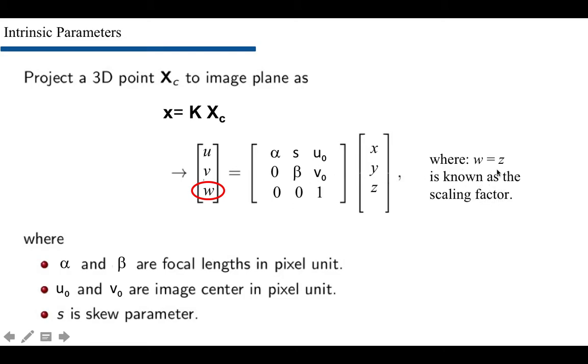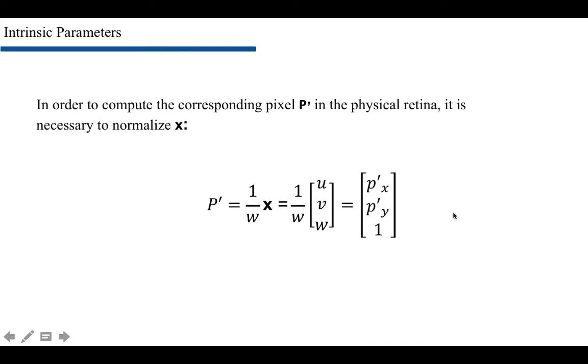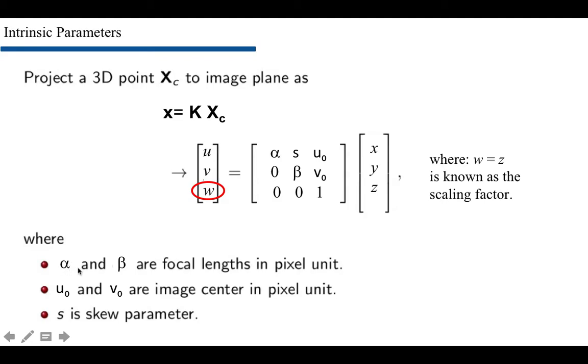And this scaling factor will correspond exactly to the z coordinate. So if we multiply this vector by this matrix, we will have a vector that will still have a scaling factor. Where alpha and beta are the focal lengths in pixel units, if we remember, this is k times f, basically the focal length, but in pixel units, not in meters. It's the same for beta.